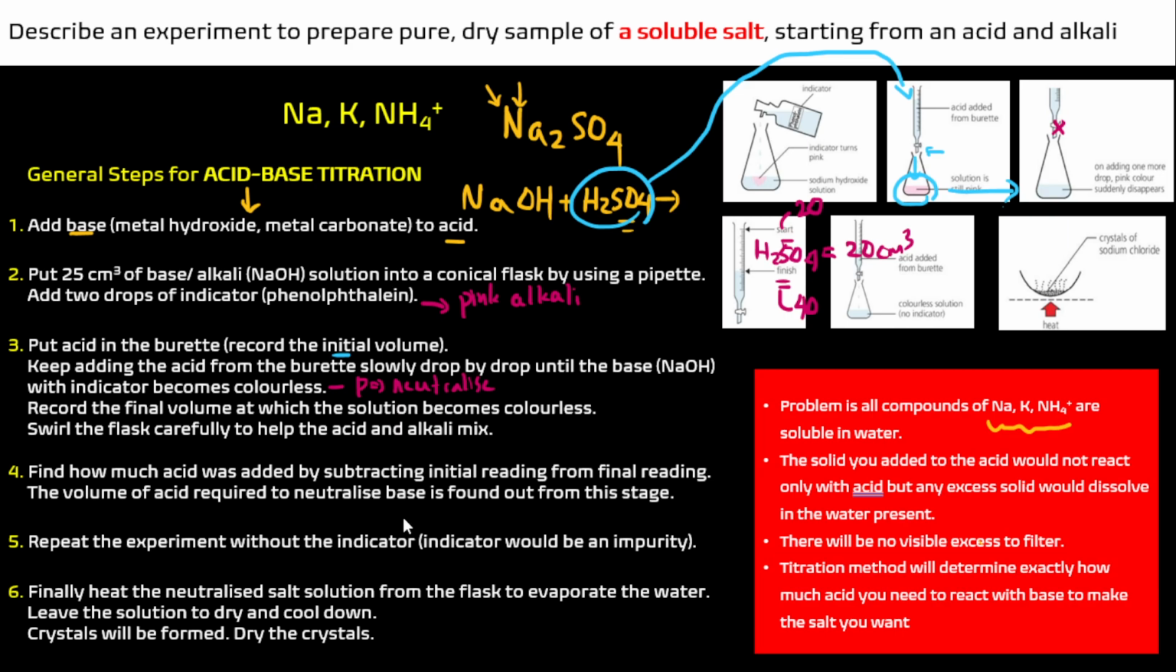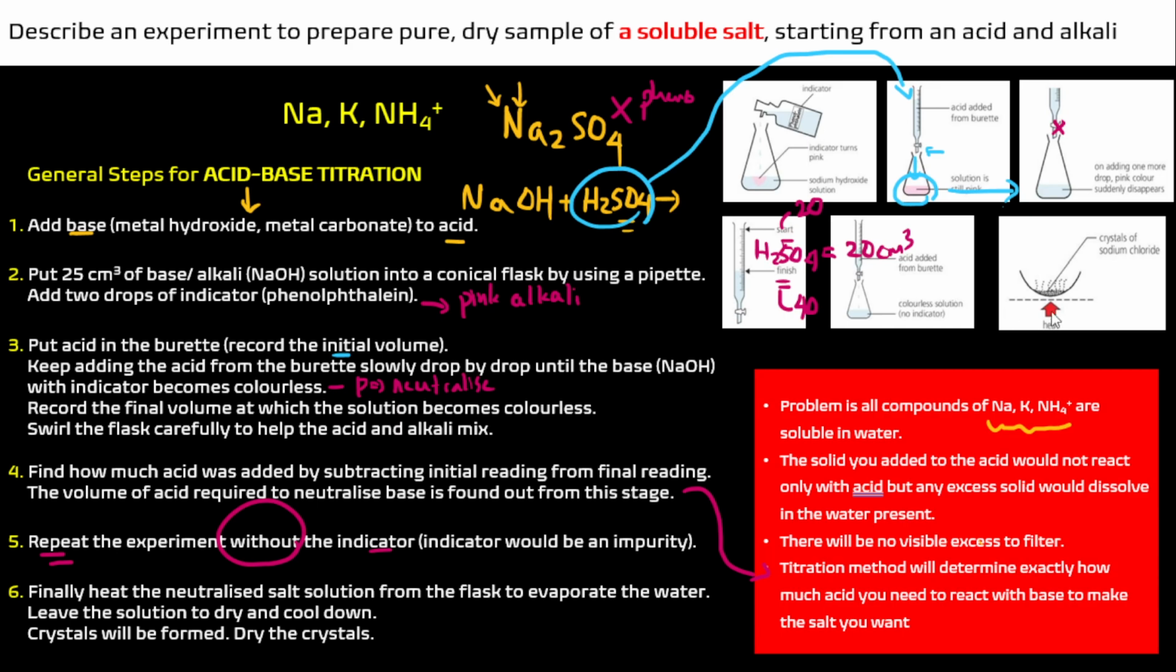Now, since we already know this, which is essentially what we want to do, this time we're going to repeat the entire experiment, but without the indicator. Why? The indicator, the phenolphthalein, is an impurity when you prepare your salt, because when you have sodium sulfate salt, you can't have phenolphthalein indicator inside. So repeat the entire experiment without the indicator, and when you have your solution, it is simply the same as before. We are simply going to do crystallization.